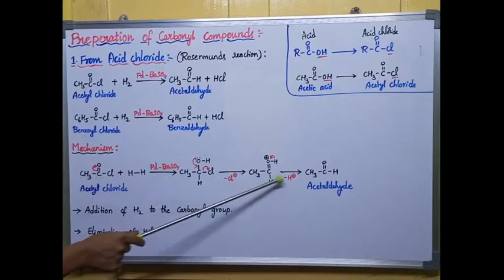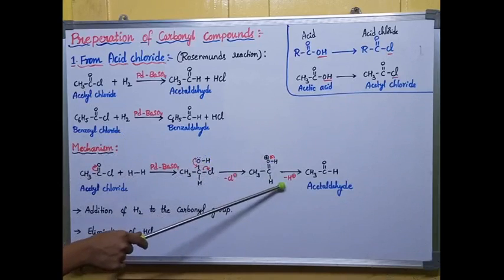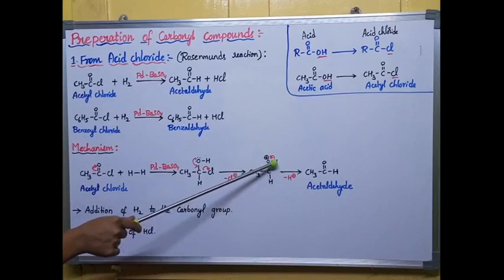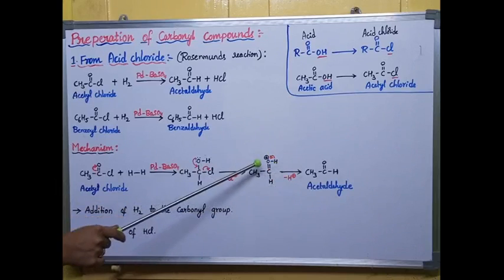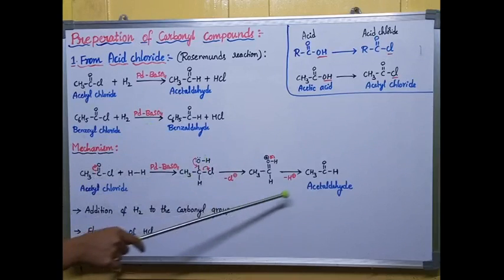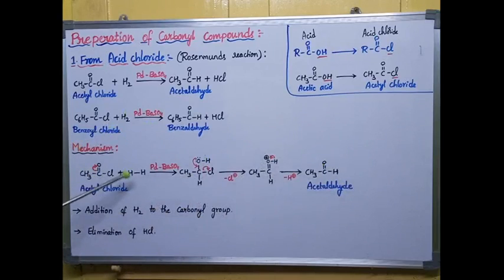In the next step, I need to nullify this positive charge, so I'll remove this H in the form of H plus. This hydrogen donates electrons towards oxygen and comes out as H plus. Then this oxygen's positive charge is nullified. Finally, I am getting the product aldehyde, that is acetaldehyde. The same mechanism applies to benzoyl chloride, and we get benzaldehyde as a product.